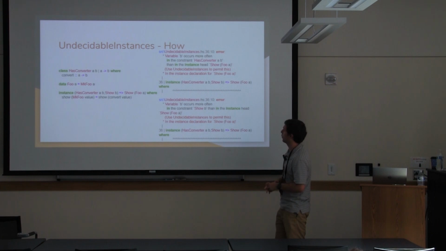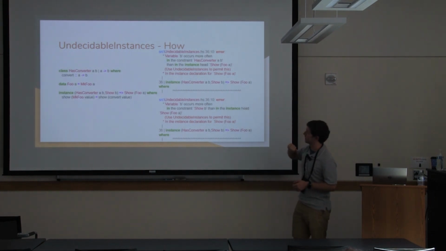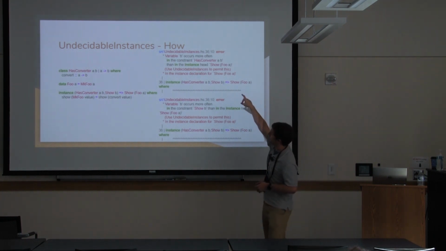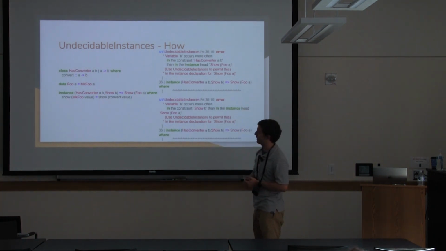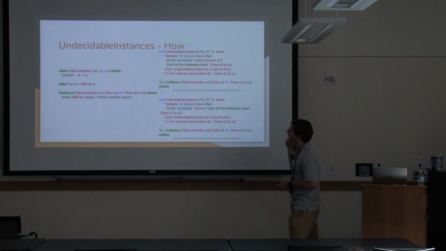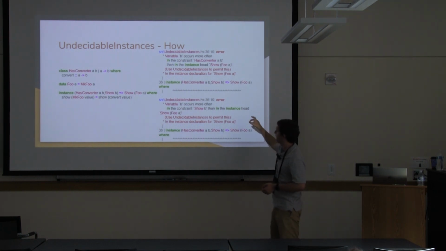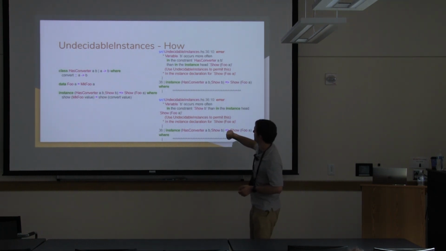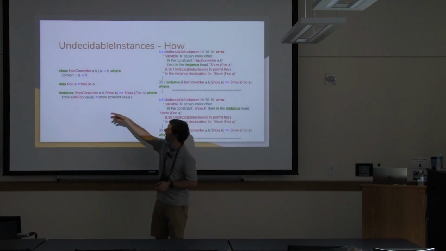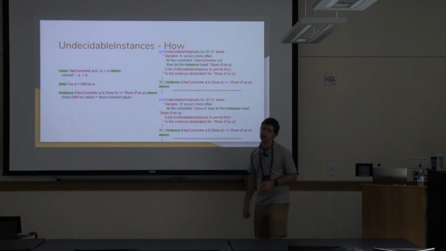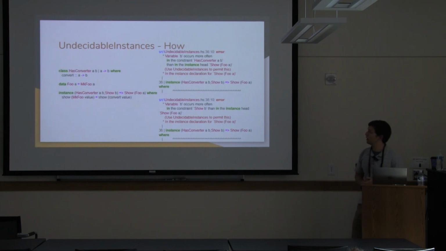And this kind of stuff does not work as well, and GHC will actually tell you the two reasons why that doesn't work. The first one is that variable B occurs more often in the constraint for HasConverter A B, doesn't appear on the right-hand side at all, even though it should be able to actually work backwards to get past that. And B occurs both in HasConverter and in its Show constraint, and it doesn't appear on the right-hand side. But this is a totally well-typed program with UndecidableInstances turned on, and it will work totally fine.